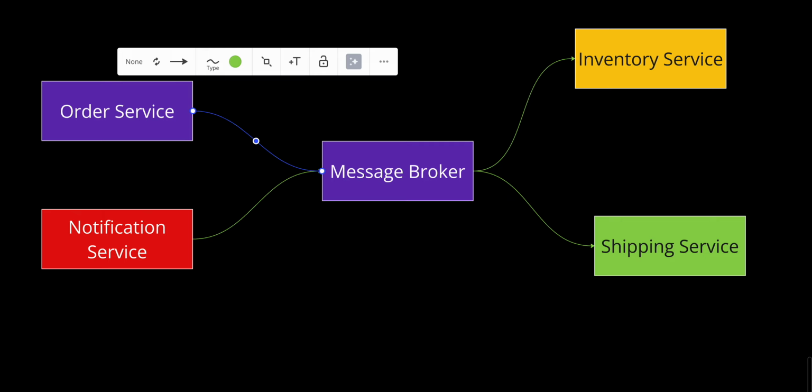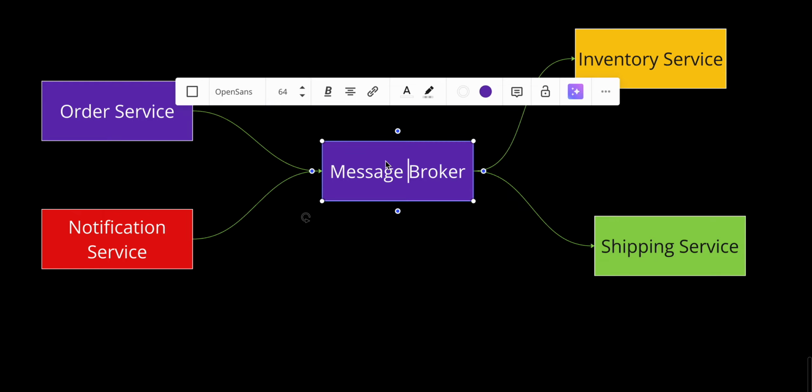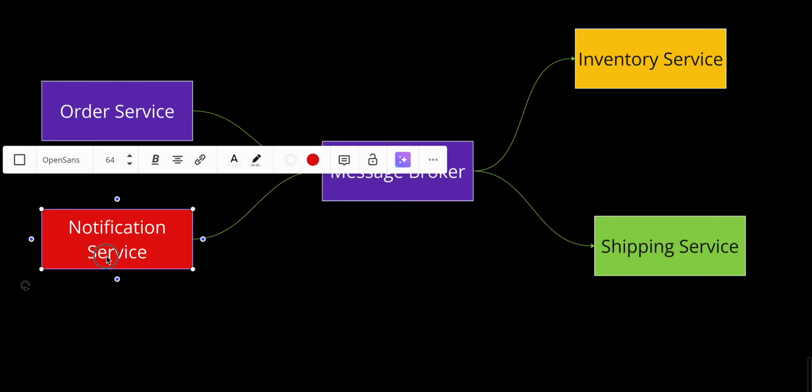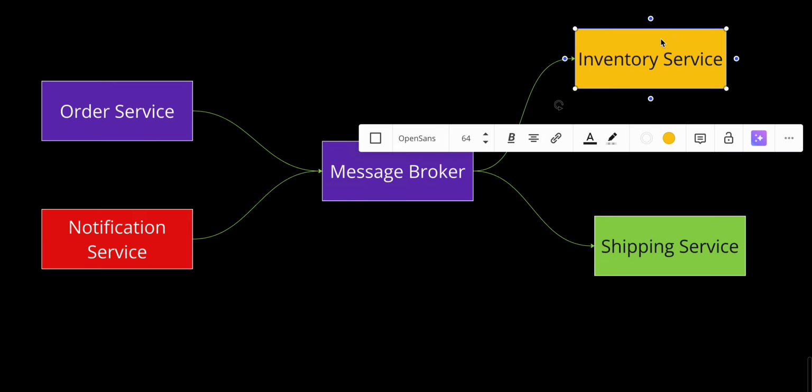Okay, let's try to understand this again. We have here the order service. When a new order is placed, it publishes create order. And when we have a create order message, it will be sent to the message broker. We might have two message queues in the message broker, one for the order service and another one for the notification service. The inventory service will subscribe to the message queue of the order service.